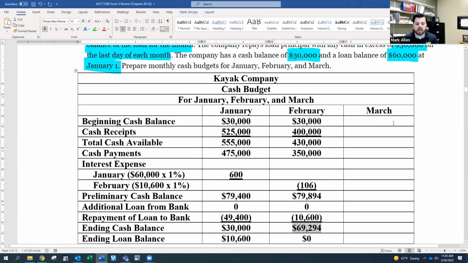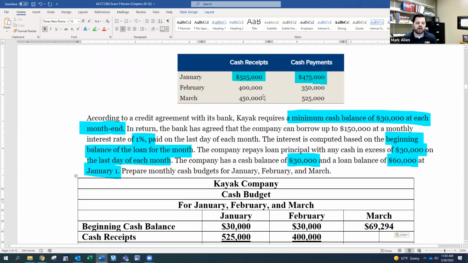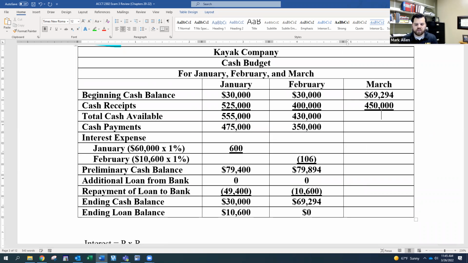And so this right here, ending from February, becomes beginning in March. We're told our cash receipts are 450, our cash payments are 525. So this is 450,000. This is 519,294. Our budgeted cash payments are 525. And I don't know about you, but I'm not feeling real good about this. I've got $519,000 roughly on hand, and I'm going to have to pay 525. It's not going to work out so well.